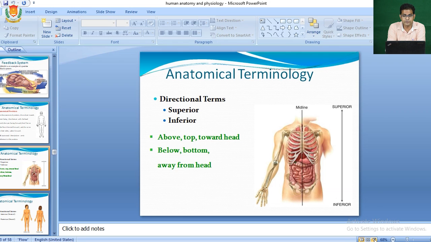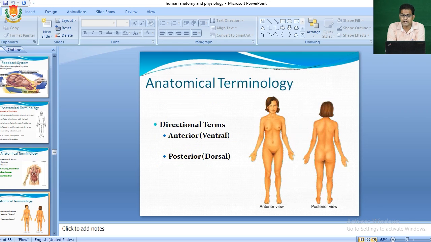Next is the anatomical terminology anterior and posterior. Anterior refers to the forward portion, that means towards the ventral region, towards the chest part, while the posterior lies towards the shoulder region, or it is also called the dorsal region. So anterior and posterior are related to the chest as well as the shoulder.